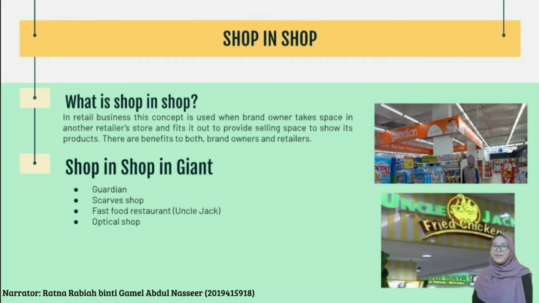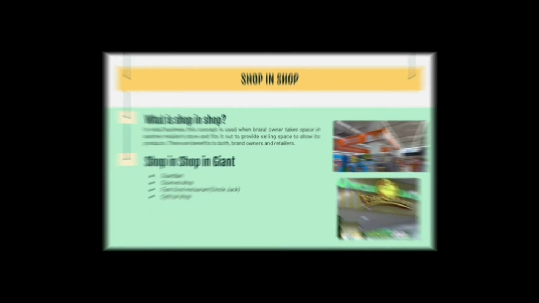I will talk about Shop in Shop as one of the 10 golden spots in giant hypermarket. What is Shop in Shop? Shop in Shop in retail business is used when a brand owner takes space in another retailer's store and fits it out to provide selling space to show its products. Examples of other shops that are available in this giant hypermarket are Guardian Health and Beauty Store, Scarf Shop, fast food restaurant which is Uncle Jack Fried Chicken, and optical shop. This shop in shop will attract many more customers to come to this giant hypermarket, thus benefits both brand owners and the retailers.